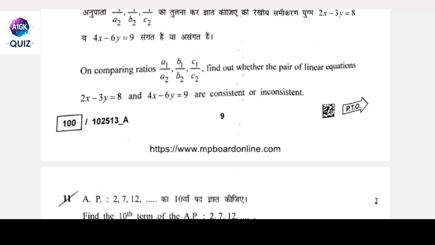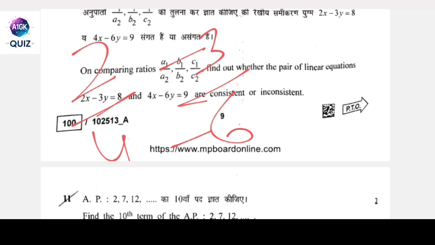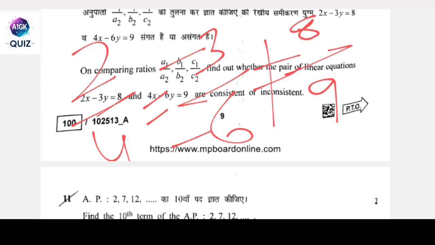Here a1 is 2 and a2 is 4, means 2 by 4 first ratio. b1 is minus 3 and b2 is minus 6, that is minus 3 by minus 6 second ratio. c1 is 8 and c2 is 9. So from the above simplification, a1 by a2 is equal to b1 by b2, but that is not equal to c1 by c2. So the given equations are in the form of parallel lines in the graph. So there is no solution. That's why the given pair of linear equations are inconsistent.